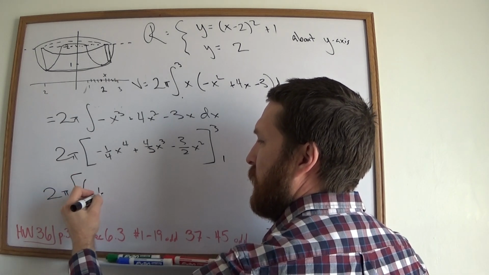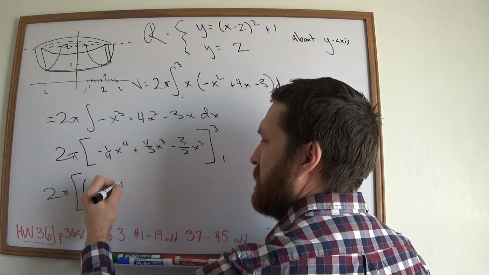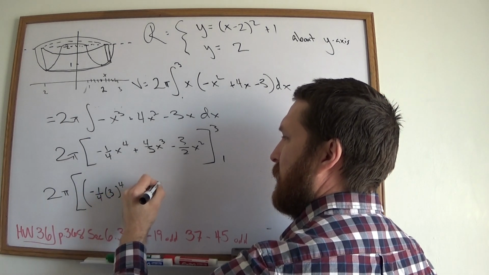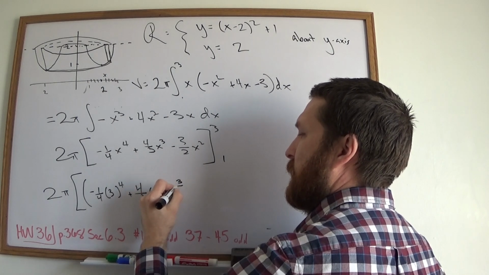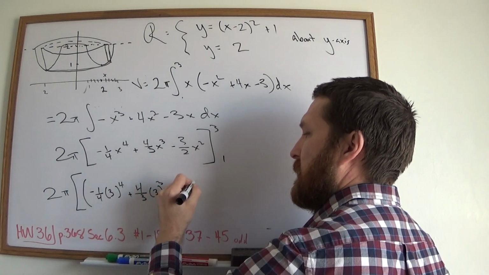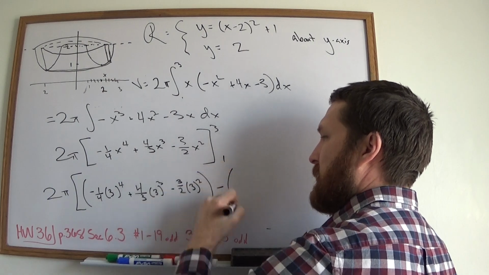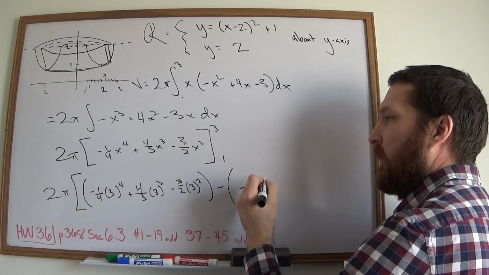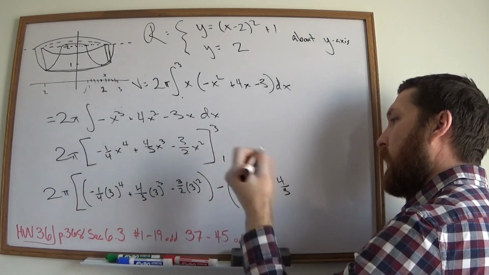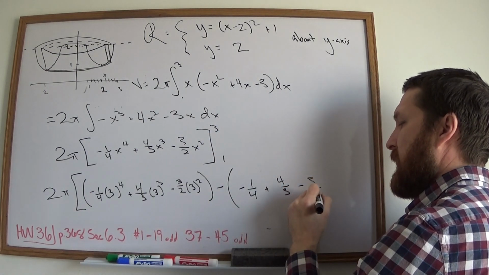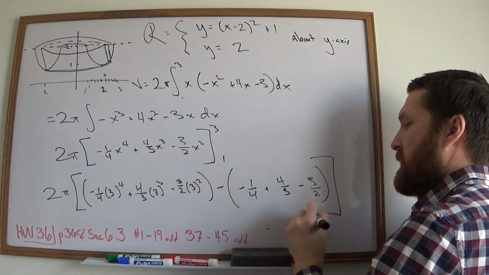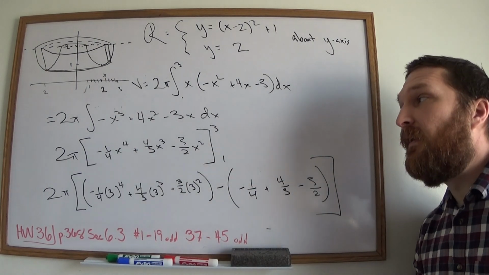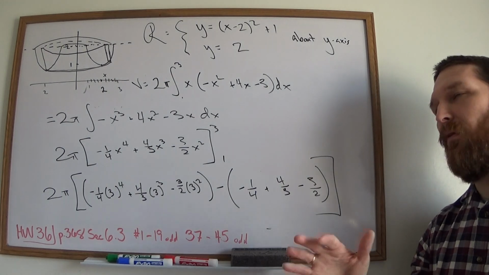That you go 1/4, 3 to the 4th, plus 4/3, 3 cubed, minus 3 halves, 3 squared, minus 1/4, 1, plus 4/3, 1, minus 3 halves, and 1. That's where you stop, because the actual things that you're plugging in are ugly, and I don't want you to have to multiply them out.